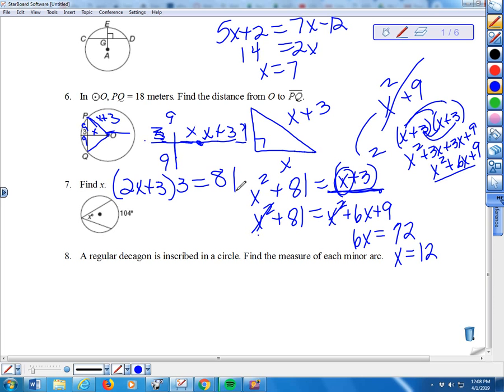This is probably a little easier way to use the chords than it is to make triangles. But both of them would work if you can't remember one or the other. That was painful with my board.